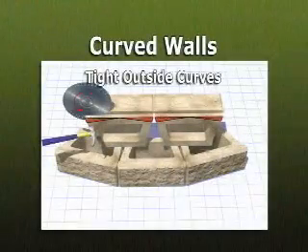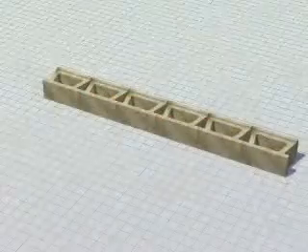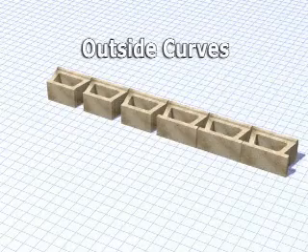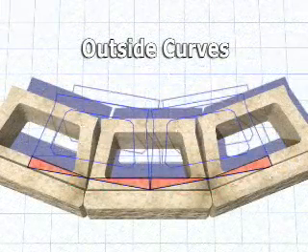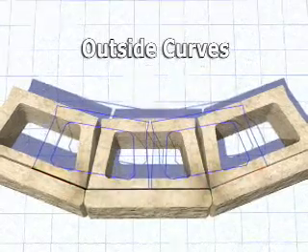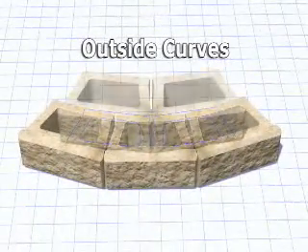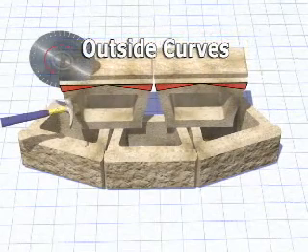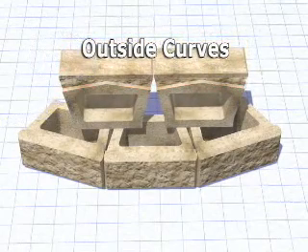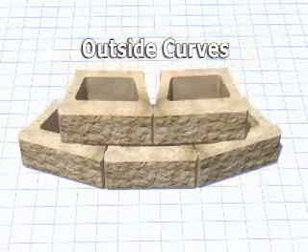Tighter radius outside curves. When building tighter outside curves, gaps can occur between the courses. For a cleaner look, remove the outside parts of the bottom notch to fit the blocks closer together. To do this, score the outside areas with a saw. Then remove the pieces and slide the blocks into place.